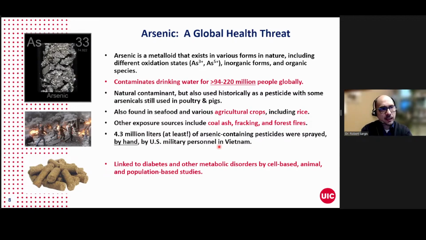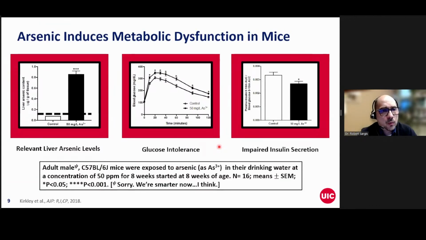And the data linking arsenic to metabolic disruptions and cardiovascular disease is relatively robust. So it's linked to these disorders by cell-based assays, animal studies, as well as population-based studies. In our own work, we have shown that when we expose adult male C57BL/6 mice to arsenic and achieve levels in the liver that are comparable to highly exposed populations in Bangladesh, these mice develop glucose intolerance, which is shown here in this intraperitoneal glucose tolerance test, in which the arsenic-exposed mice get higher blood sugars that stay higher longer.